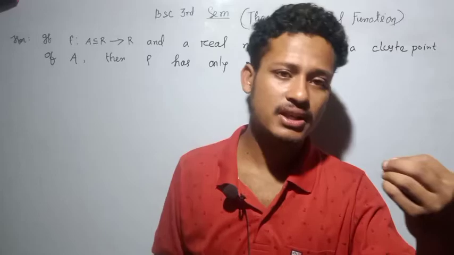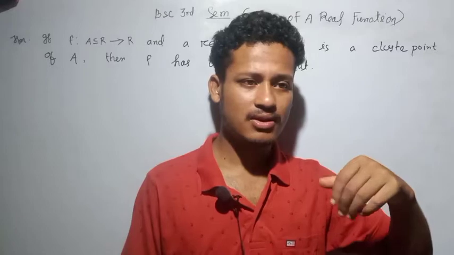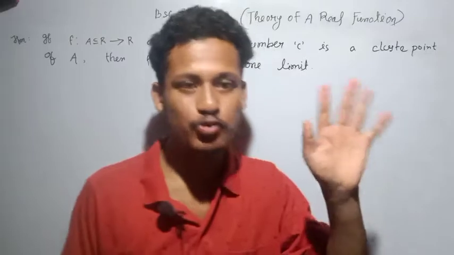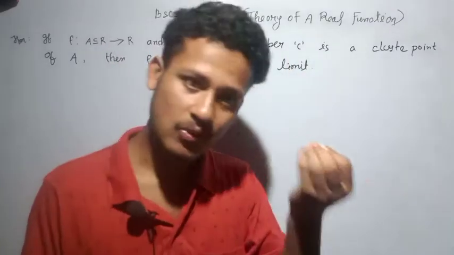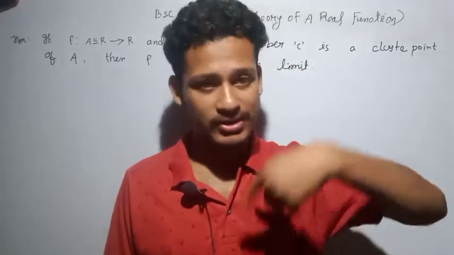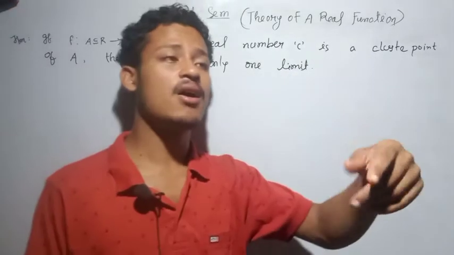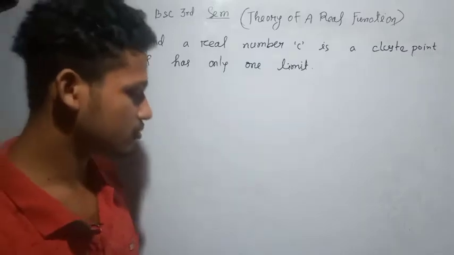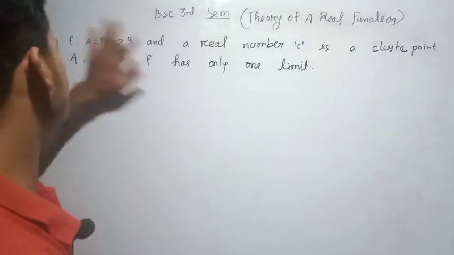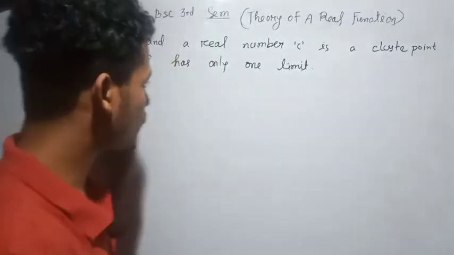Today's topic is the uniqueness of limit. We have discussed in the section on series and sequences that a sequence cannot have more than one limit. Like that, uniqueness of limit of a sequence is also the same for the uniqueness of limit of a function. So this is the theorem. We are going to prove this theorem, the uniqueness of limit of a function.